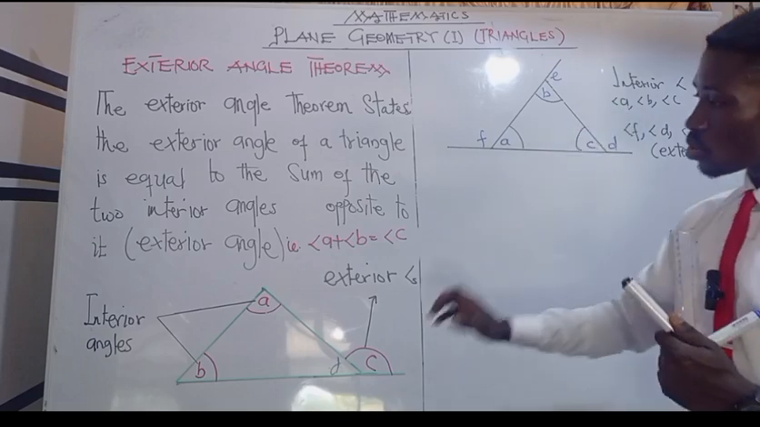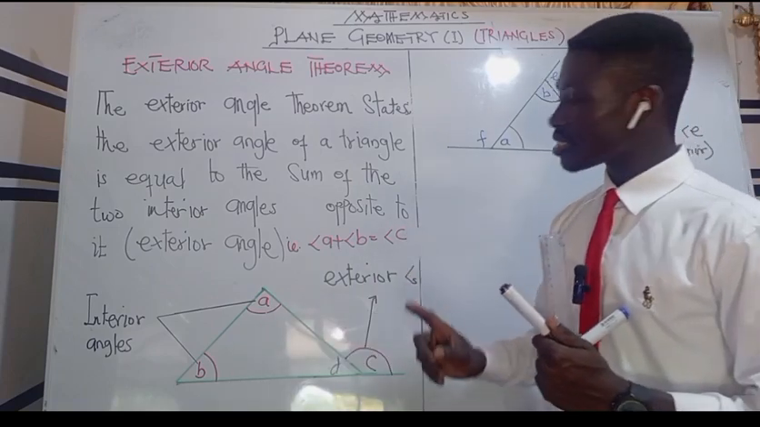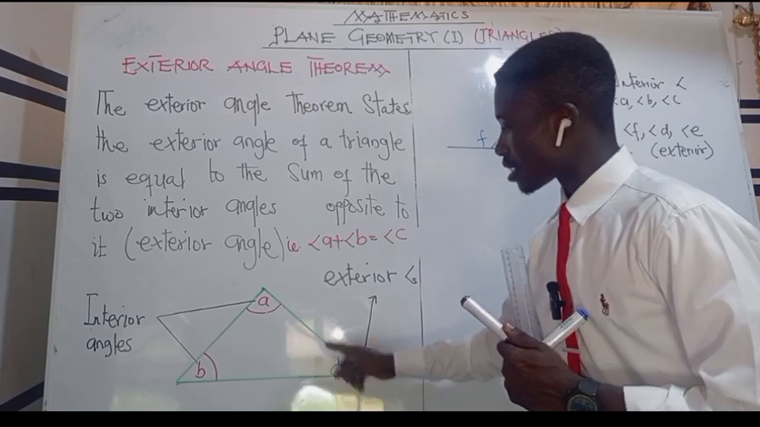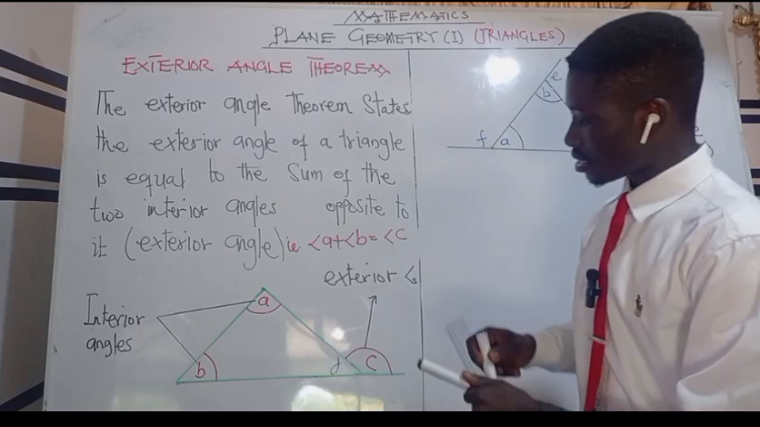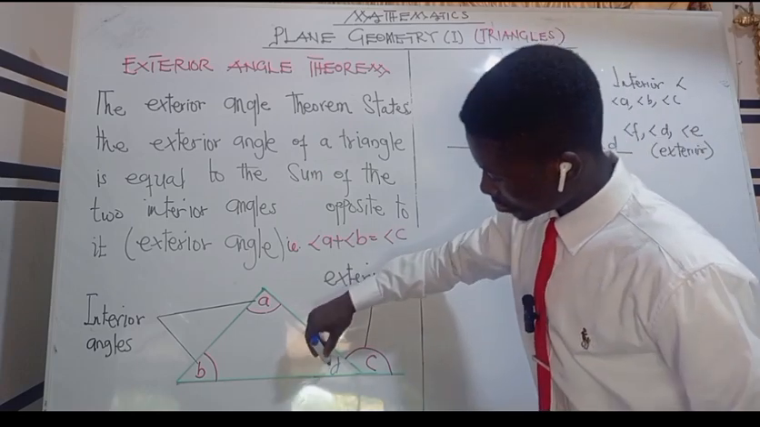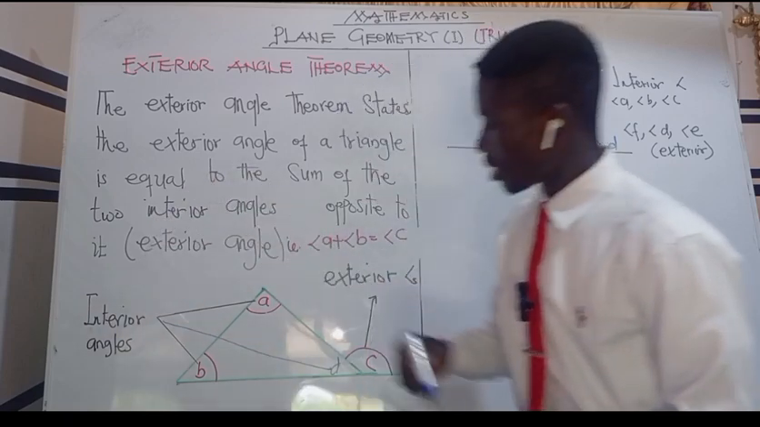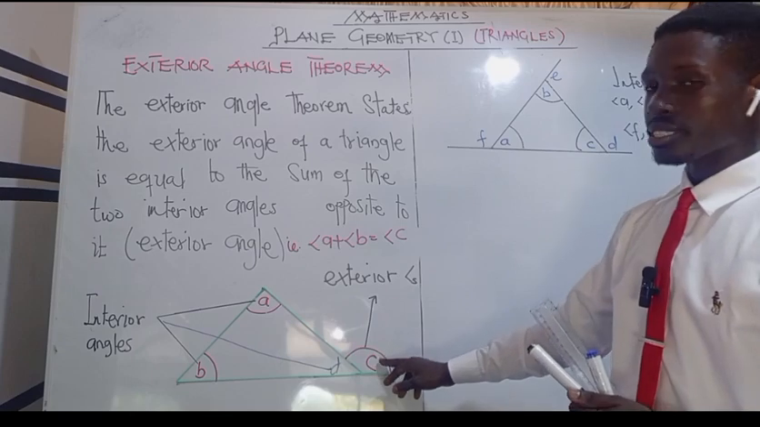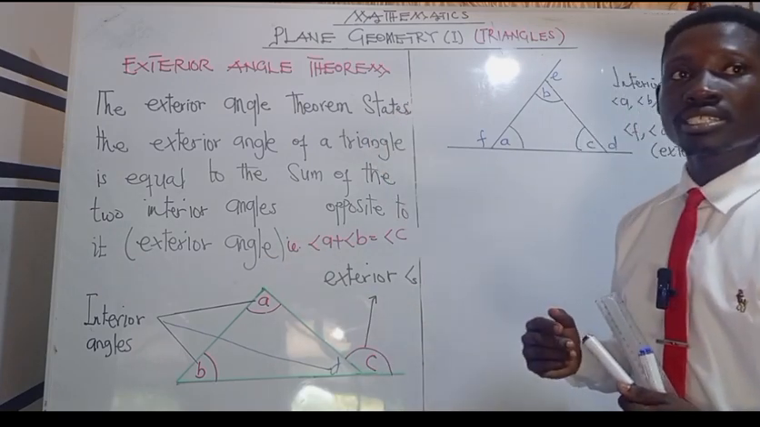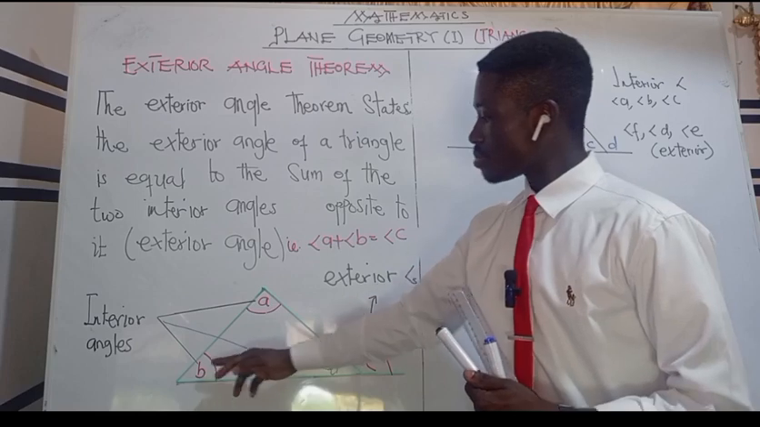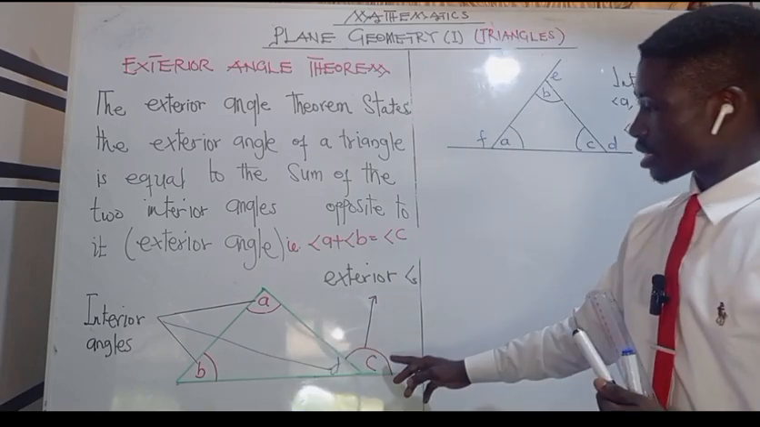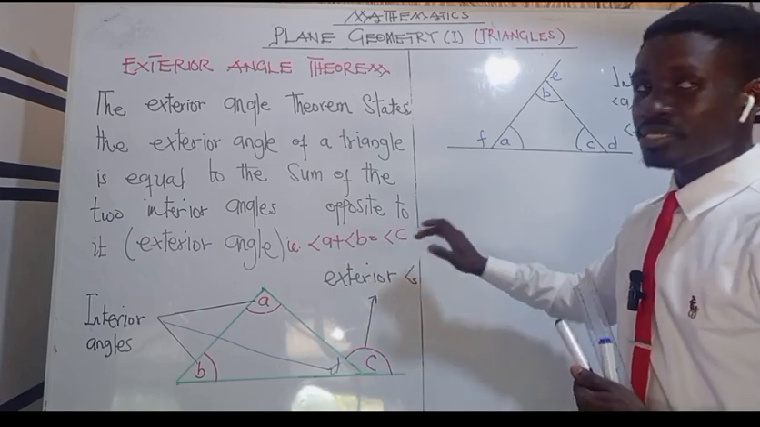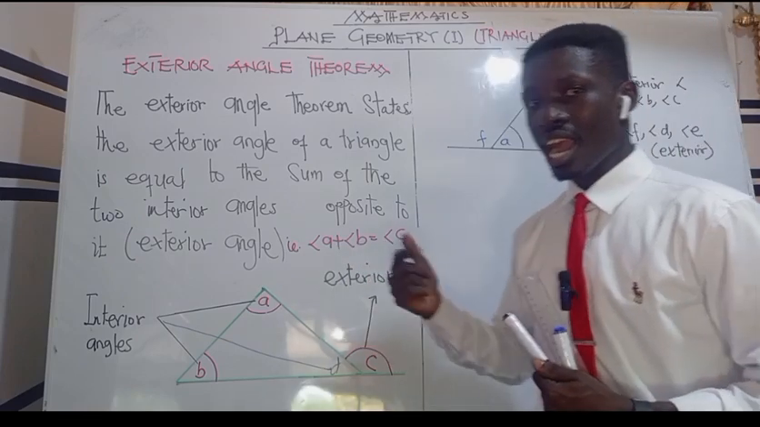So looking at the diagram, our interior angles are angle A, angle B, angle D. These three angles are our interior angles. And then our exterior angle is angle C. Now this theorem is saying that angle B plus angle A is equal to angle C. Angle A plus angle B is equal to what? C. That is the exterior angle theorem.